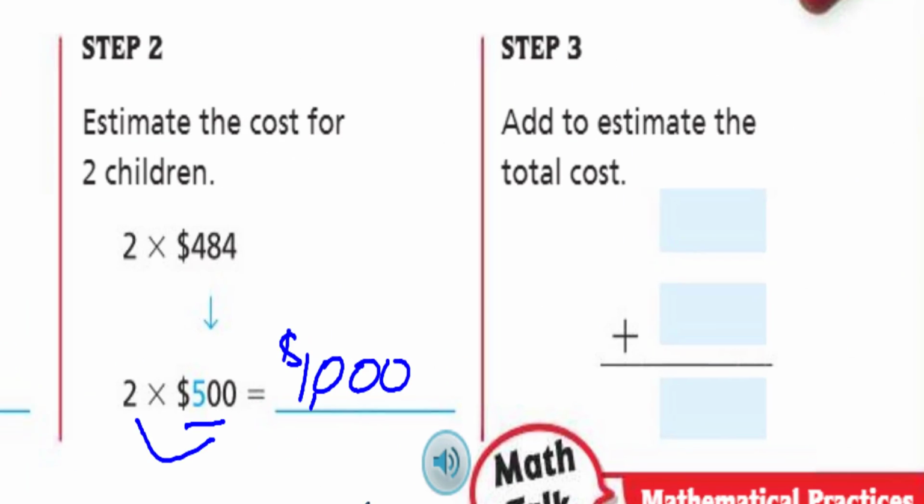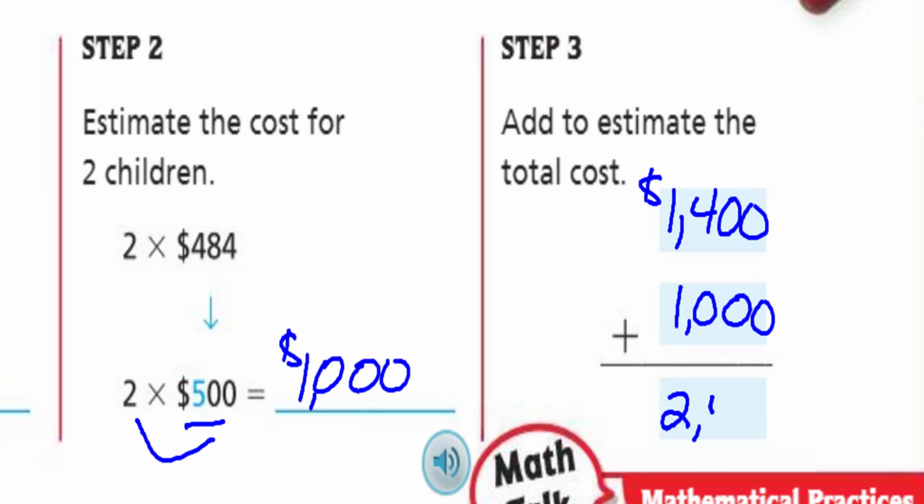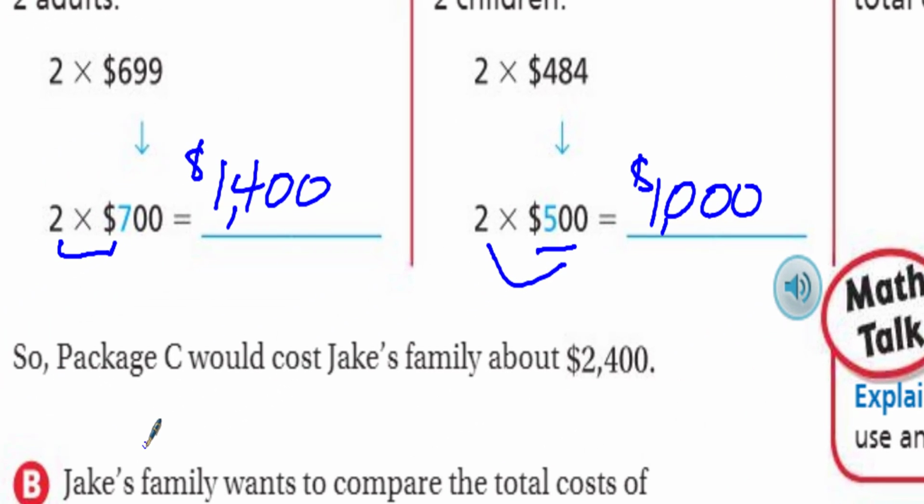Now it says add to estimate the total cost. So if we have 1,400, and then of course we're going to get a total of 2,400 is how much the estimated cost is going to be. Okay? Not cheap, huh? For that lakefront vacations. And of course, if you look over here, it says, so package C would cost Jake's family about 2,400, which is what we have. Woohoo!